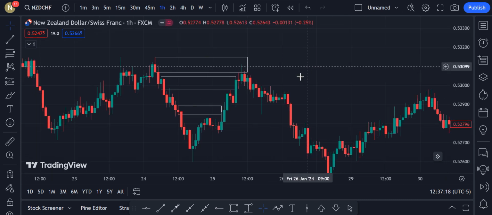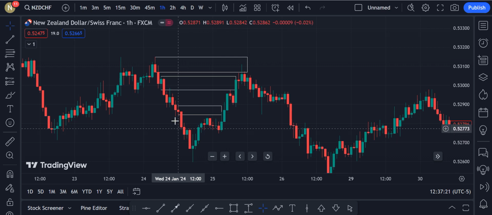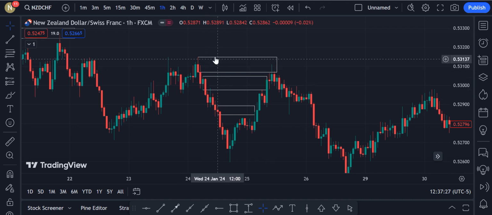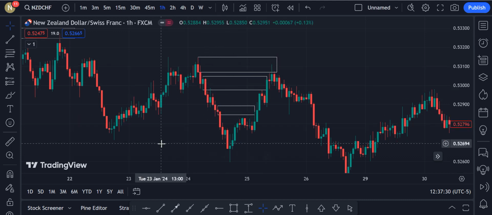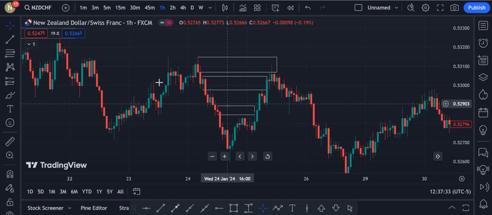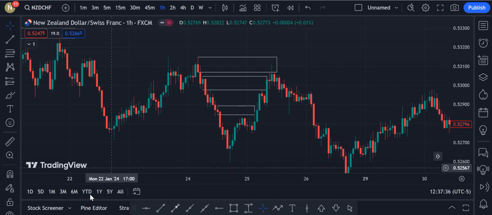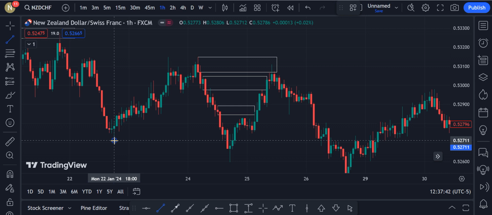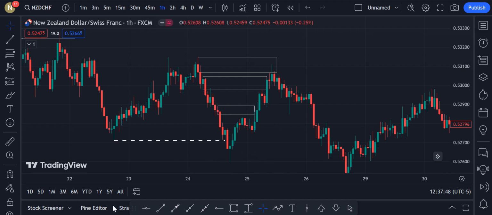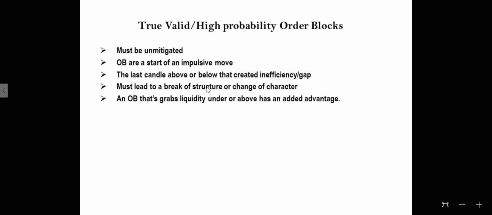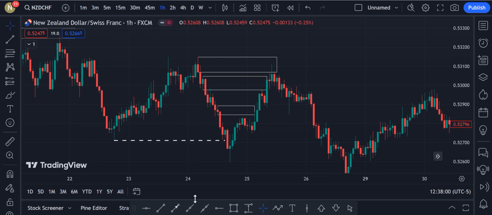We are back. So check out this drop here. It clearly gave us some. Do you know why I actually considered this? How do I even come up with this to identify this? This was a down move, and if you remember the properties, we said it must lead to a break of structure or a change in character. And if you look here, this is a break of structure.